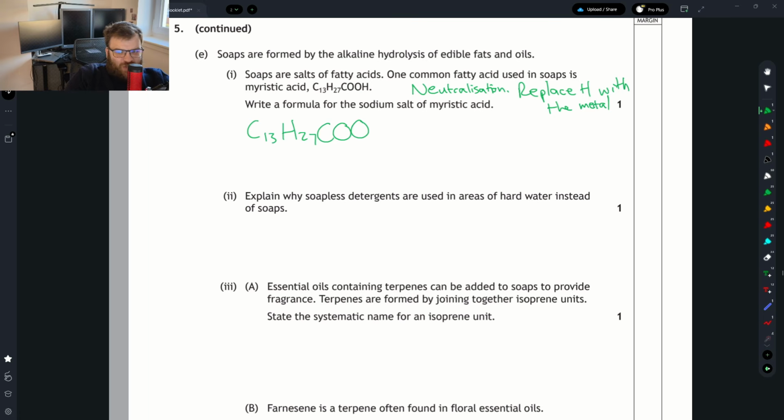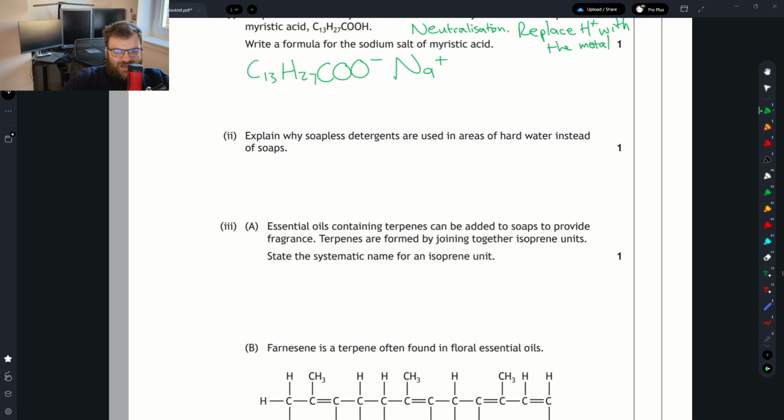COO-. It's lost its H plus hydrogen ion, so it's going to be 2 minus, and then it'll be Na positive. Sodium's a metal and it'll be positive for that, which works in there. An advantage of a detergent is that it does not form scum. So using detergents will prevent the formation of scum.